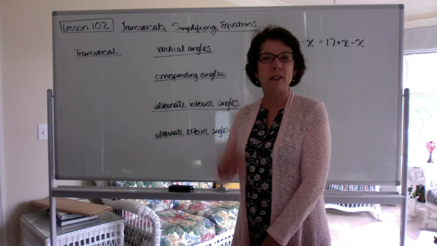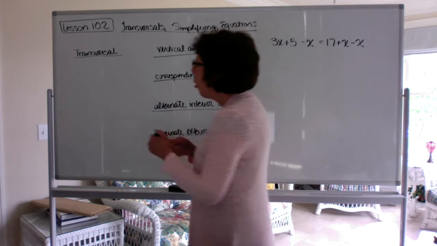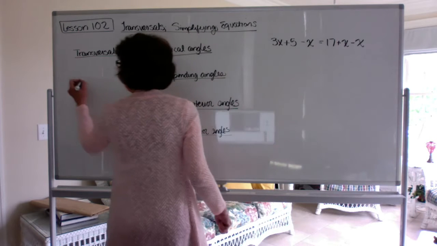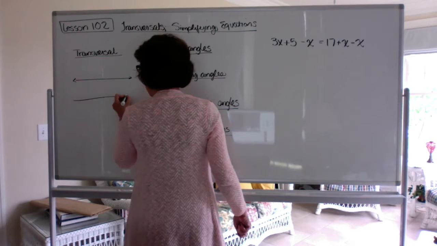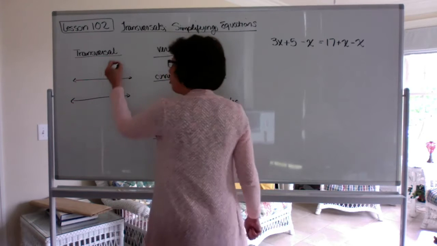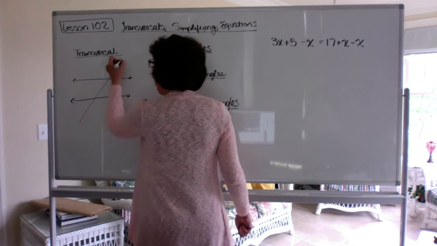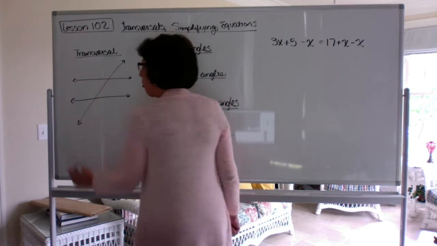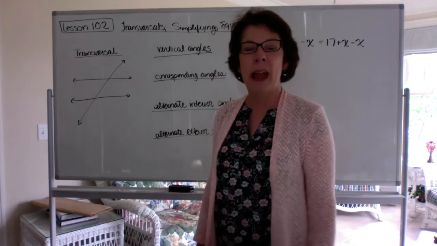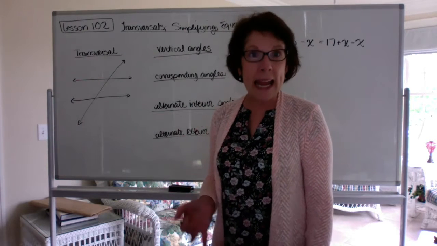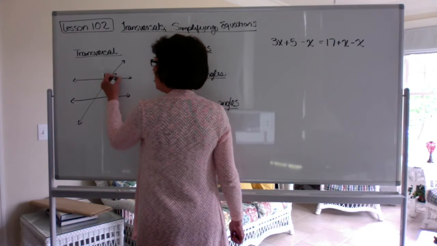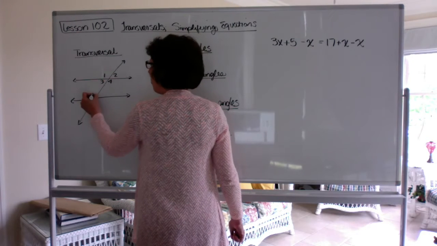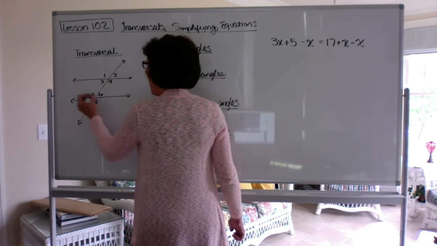Well, trans means across, okay? So what we're going to do is take two parallel lines. I've got two parallel lines I'm going to draw here. And a transversal is just a third line that goes across and intersects both of those parallel lines. And we're going to create 8 angles. So I'm going to call this angle 1, 2, 3, 4, 5, 6, 7, and 8.